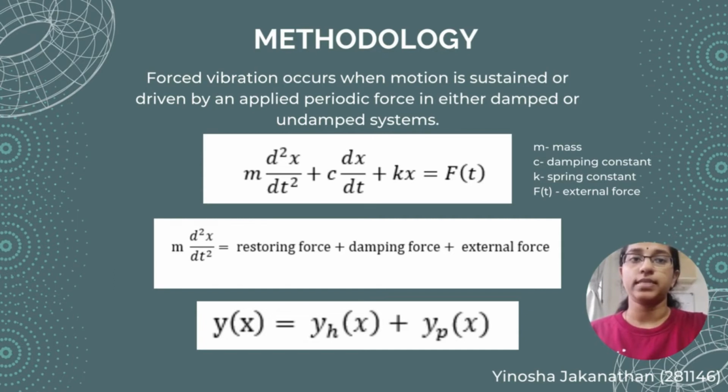m d squared x over dt squared, where m represents the mass, plus c dx over dt, where c represents the damping constant, plus kx, where k represents the spring constant, equals F(t), which represents the external force. After getting the general solution, using the method of undetermined coefficients, where y(x) equals yh(x) plus yp(x), where yh(x) represents the transient solution and yp(x) represents the steady state solution. When mass, time and velocity are given, apply them to the general solution to solve C1 and C2. This formula is used in solving this application. Thank you.